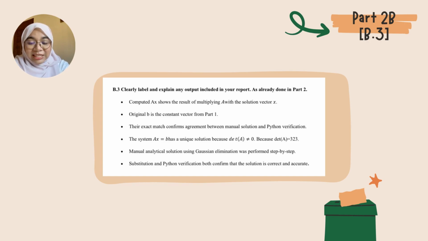Furthermore, the system AX equals B has a unique solution because the determinant of matrix A is not equal to 0. In this case, determinant A equals 3, which confirms that the matrix is invertible. The manual analytical solution was obtained earlier using Gaussian elimination, performed step by step to ensure accuracy. Finally, both manual substitution and Python verification confirm that the solution is correct and accurate, providing strong confidence in the final result.